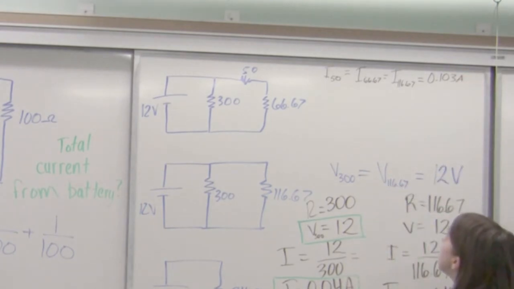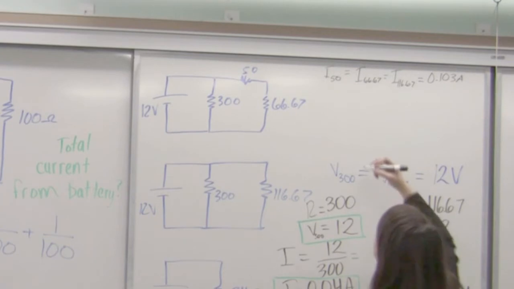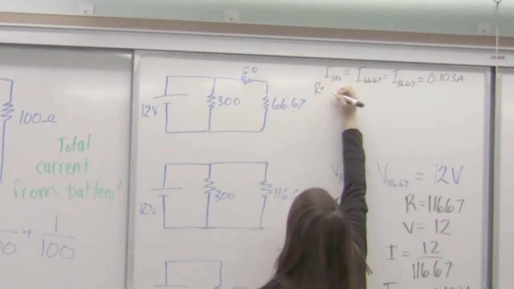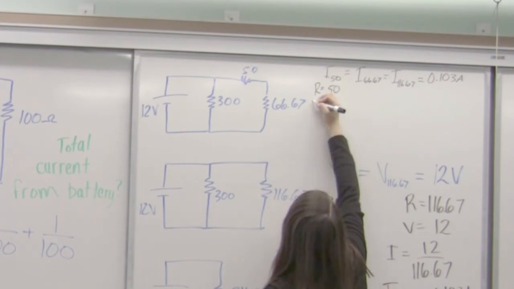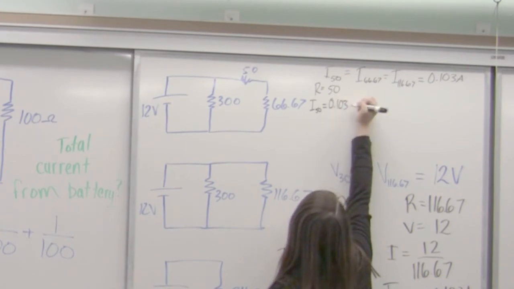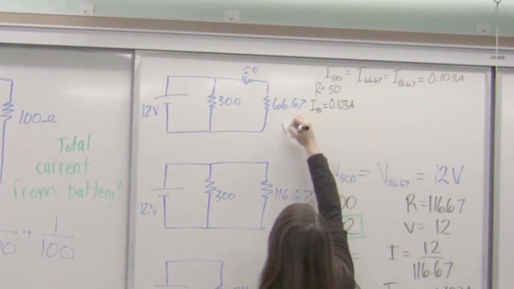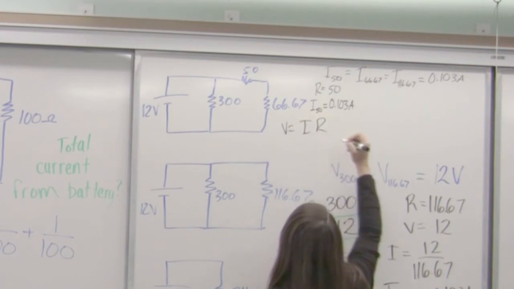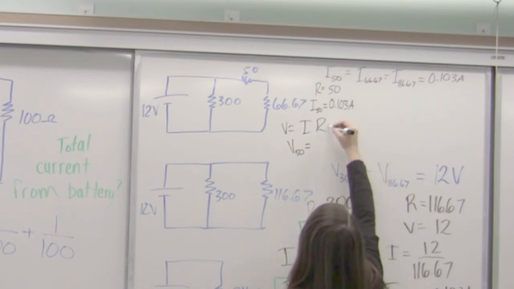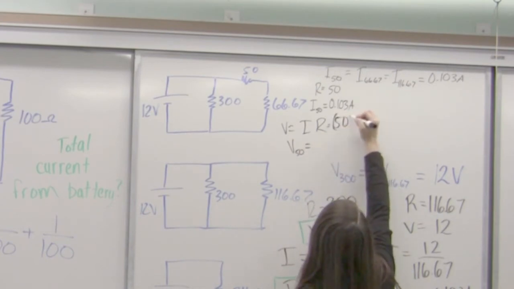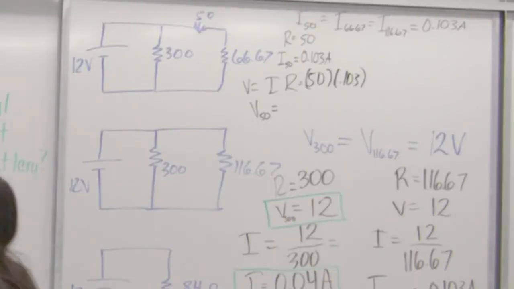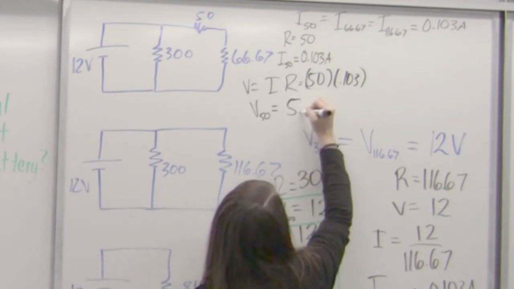Okay. So now I can look one at a time. Let's go with the 50, since that's one of the ones we're looking for. Resistance is 50. I is equal to 0.103 amps. So the voltage is just going to be IR. So the V through the 50, so 50 times 0.103, that works out to 5.15 volts.